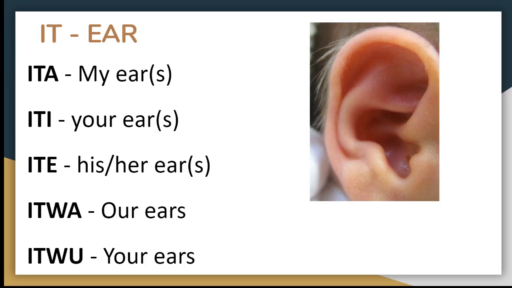It. So it becomes ear. Eater. Iti. Ite. Itwa. Itu. Itwu. So there are two syllables, it and wu. Itwu.